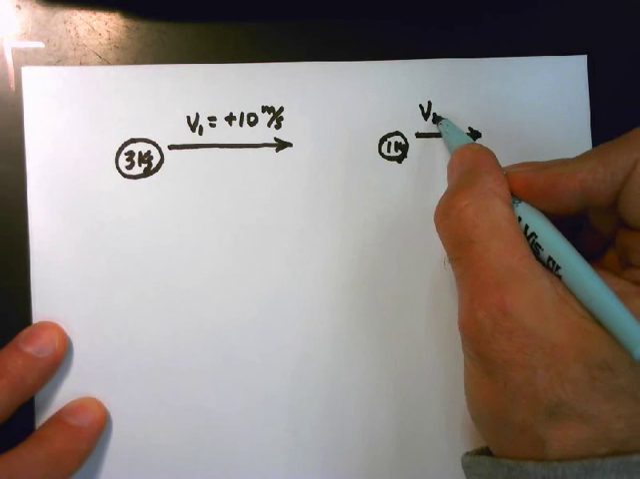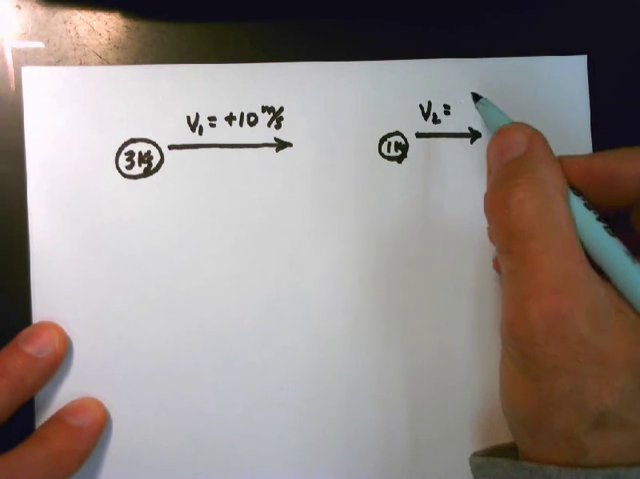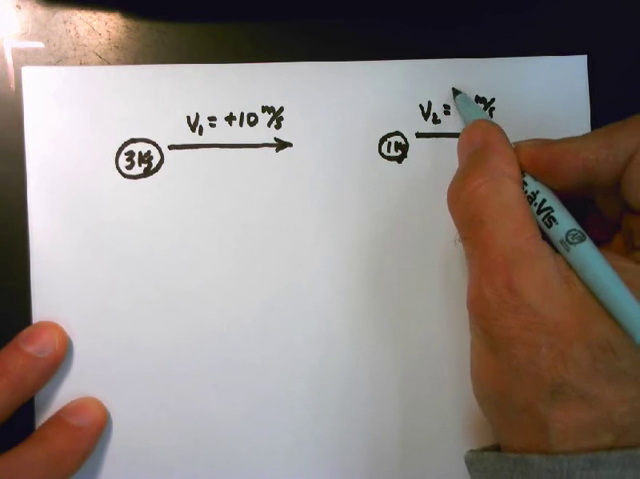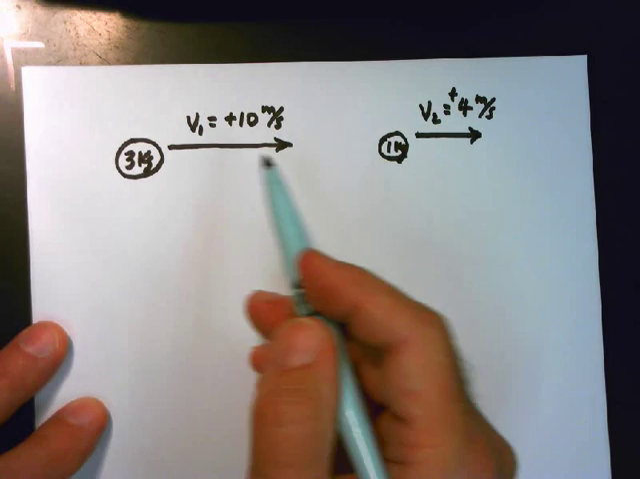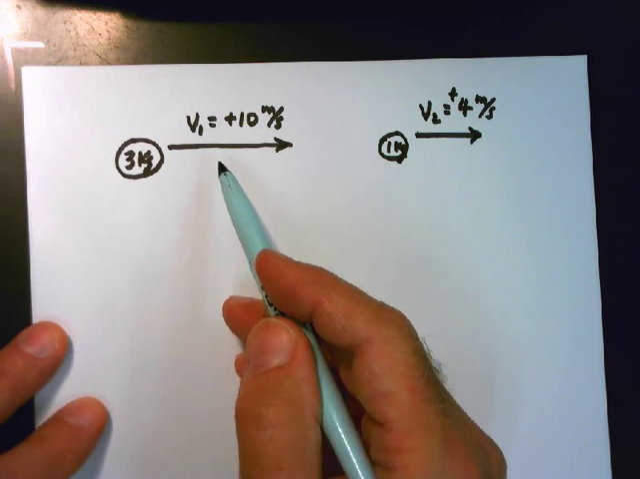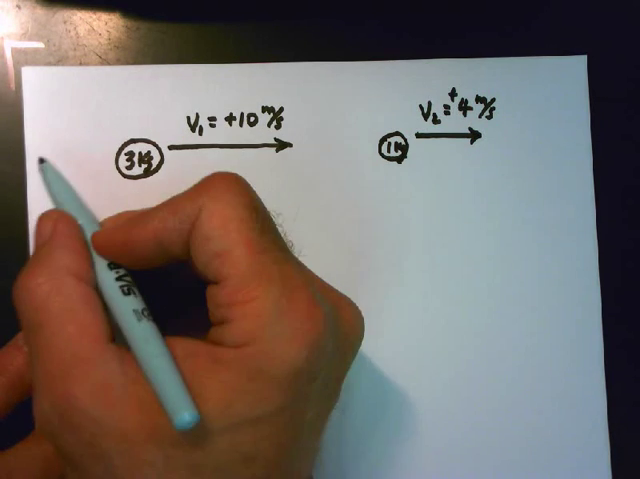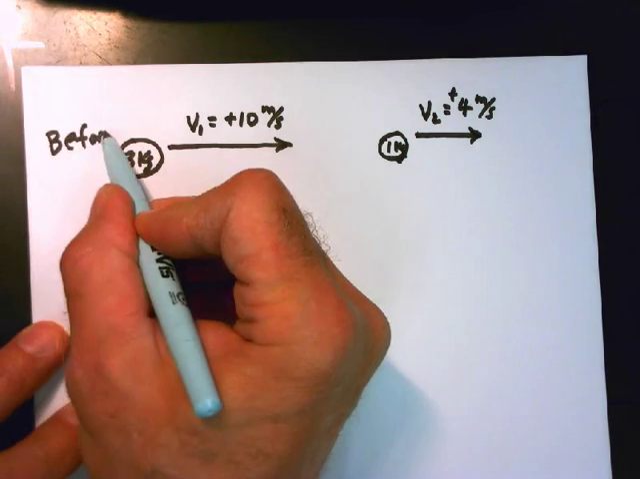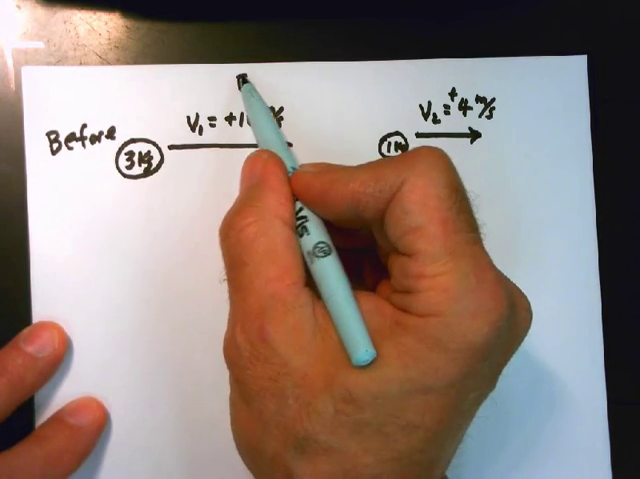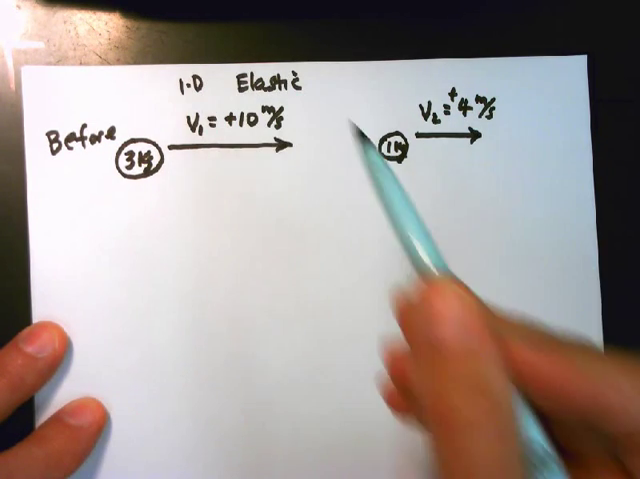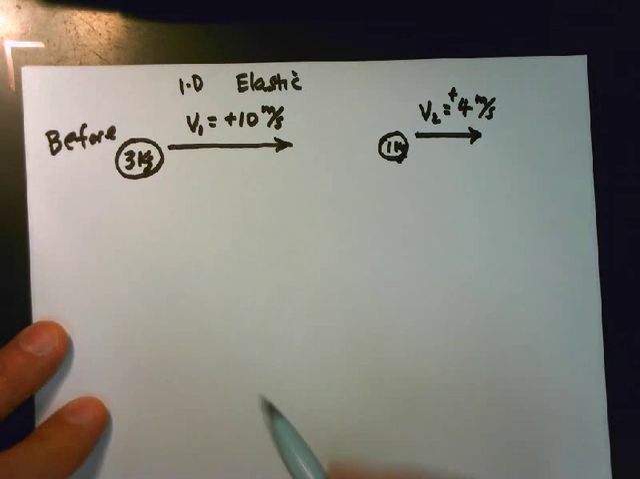Notice they're both going in the same direction. Other problems could have the objects moving in opposite directions. So this one's going at plus 4 meters per second, and this one's going at plus 10 meters per second. And you can see that this one's going to overtake this one and collide with it. So this is the before collision situation. Remember, this is going to be elastic, and it's one-dimensional. I'll just put 1D here for one-dimensional elastic collision.